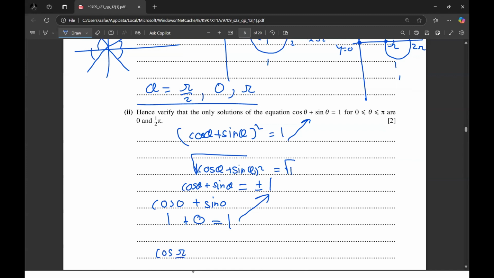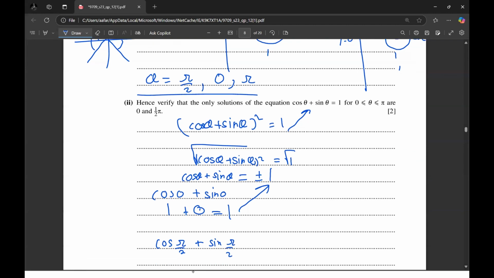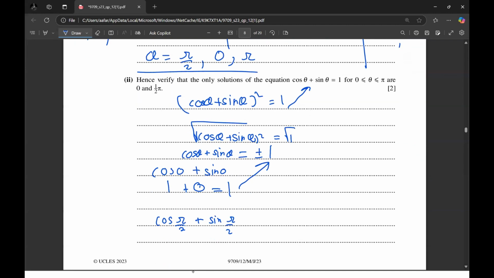Now we take cos pi over 2 plus sine pi over 2. Cos pi over 2 is 0, sine pi over 2 is 1. So it is equal to 1.